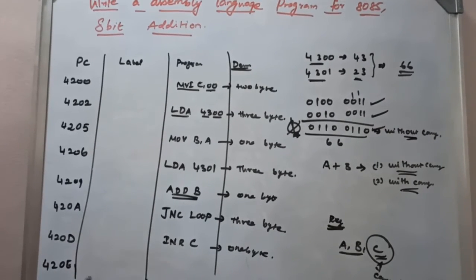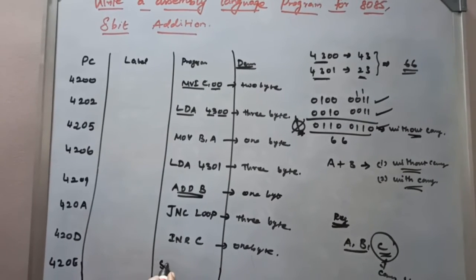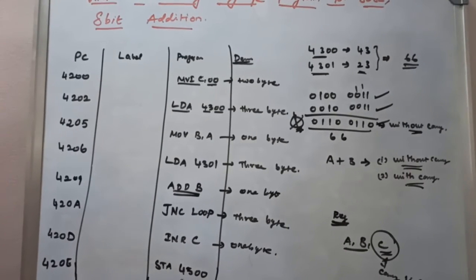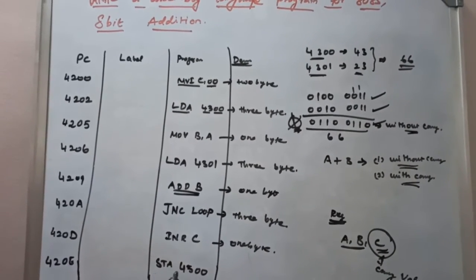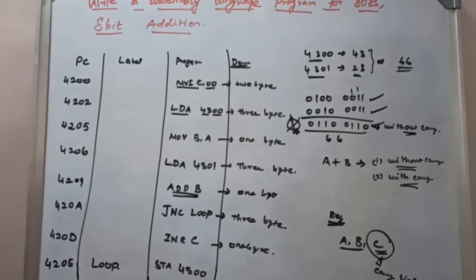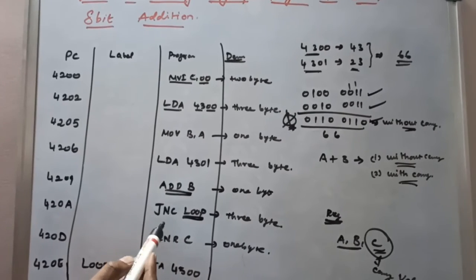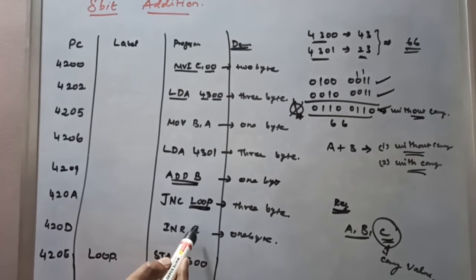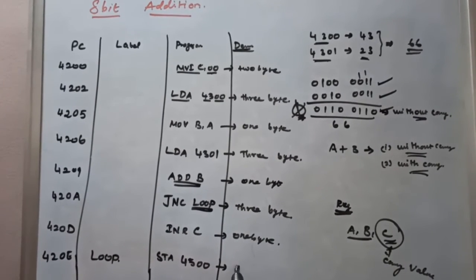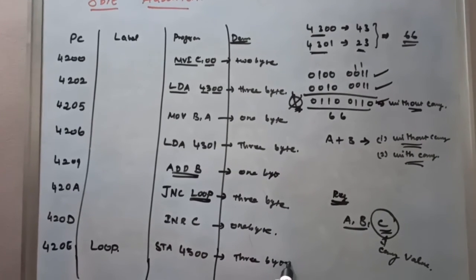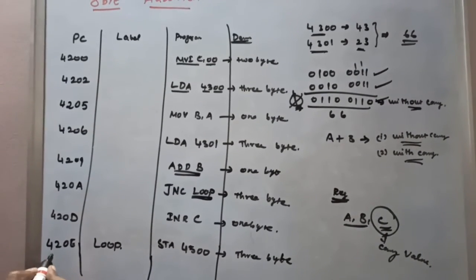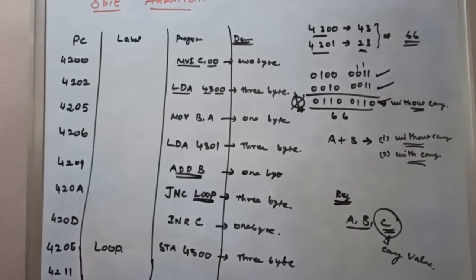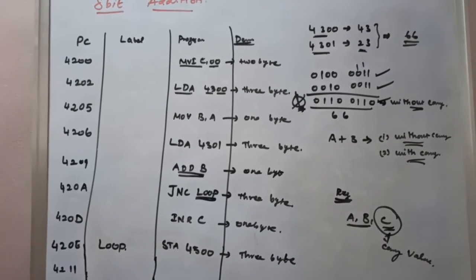Okay. Then 420E. Here you can use the store instruction STA 4500. The final result is stored in the memory location 4500. So here you can use loop. So it's a loop, JNC, jump on no carry. It executes this instruction because there is no carry. Otherwise it skips the instruction. So it's a 3 byte instruction. 3 locations are required. So 4211. Here the memory location used is 4211.